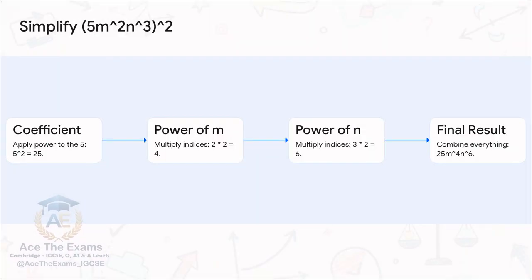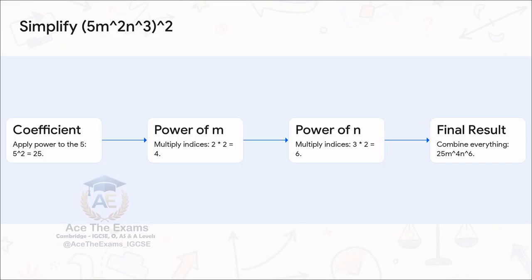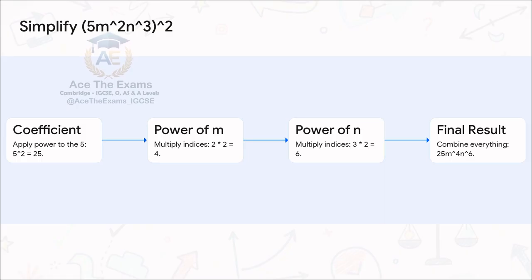Let's look at something slightly more complex, in a place where a lot of students lose marks. We are simplifying the expression 5m squared n cubed, and all of that is inside parentheses, squared. So the crucial point here, the absolute golden rule, is that this outside power applies to every single part of the term inside the bracket. This is where Sam always trips up by rushing. Sam will square the letters, but forget the number 5 entirely.